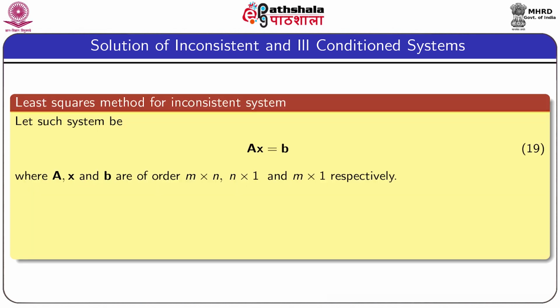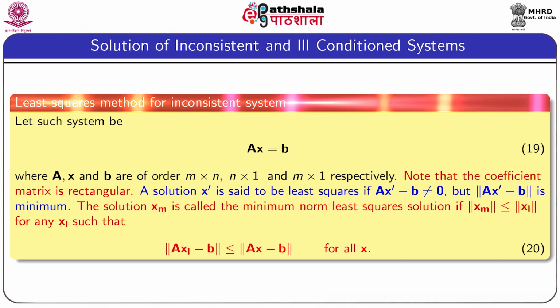The least squares method can be used to solve a system of inconsistent equations. Let such a system be Ax equal to b, where A is a matrix of order m by n, and x and b are vectors of order n by 1 and m by 1 respectively. Note that the coefficient matrix is rectangular, so we can determine the Moore-Penrose inverse of this matrix.